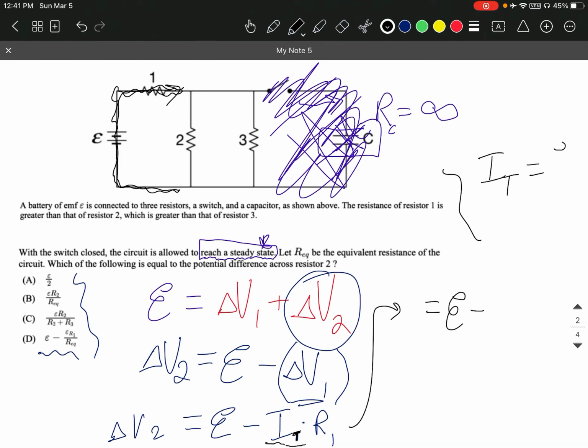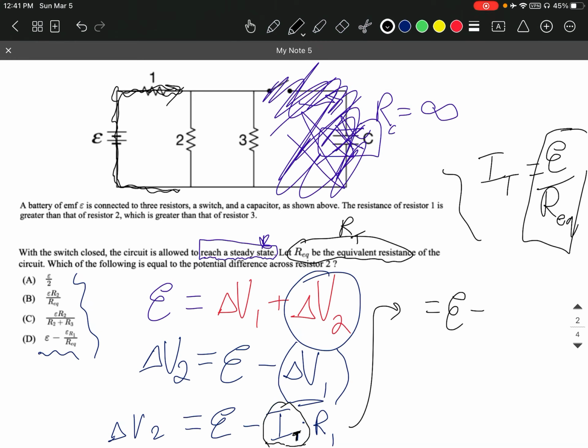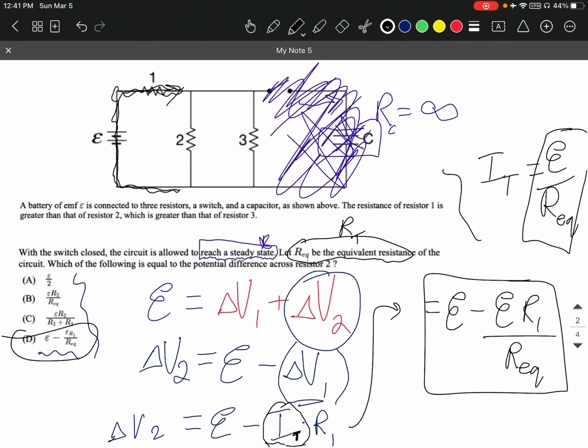Total current would be the total voltage divided by the total resistance. And they say in the question here, it's the total resistance. Sometimes we call that the equivalent resistance if we're referring to more than one resistor. Subbing that in for total resistance, and I'm left with answer D, because I would have EMF times the resistance of resistor 1, divided by the total resistance, which we're calling the equivalent resistance. And that gives me D.